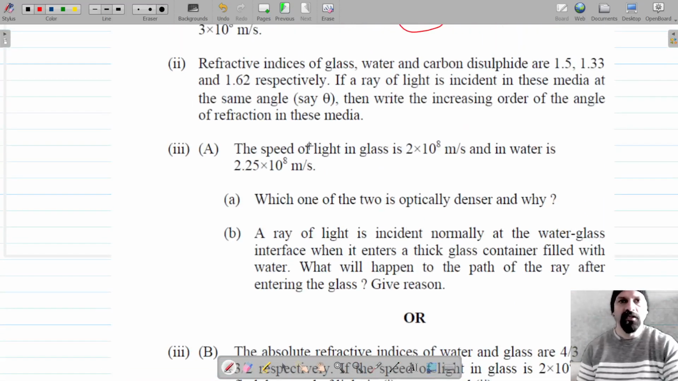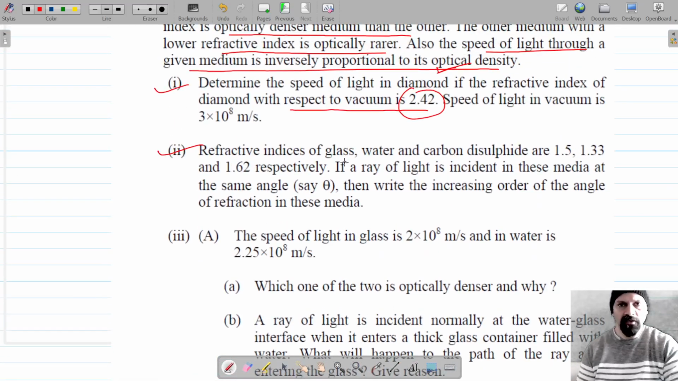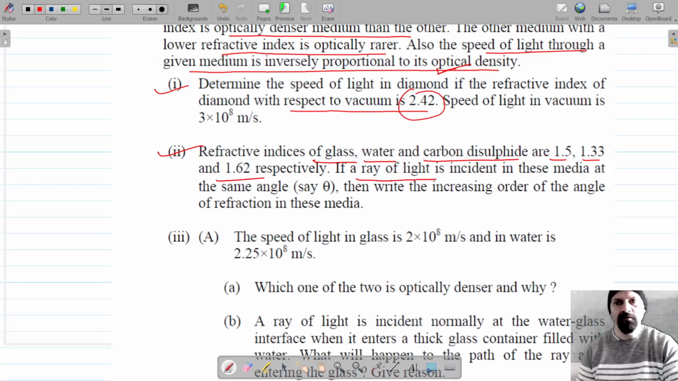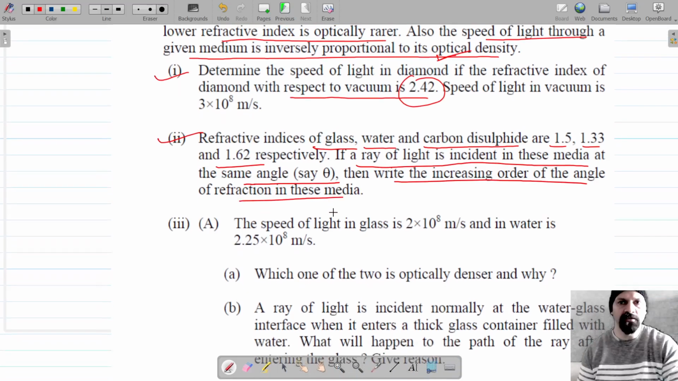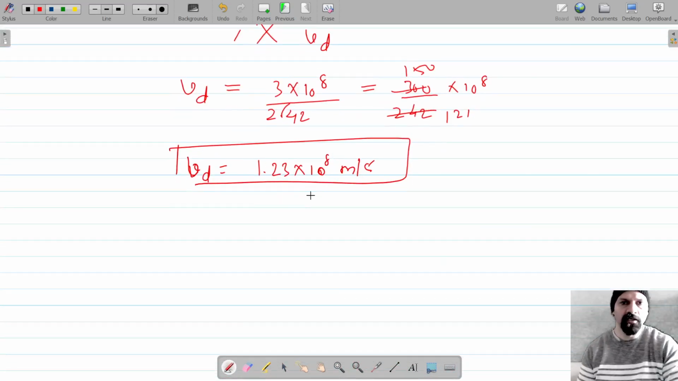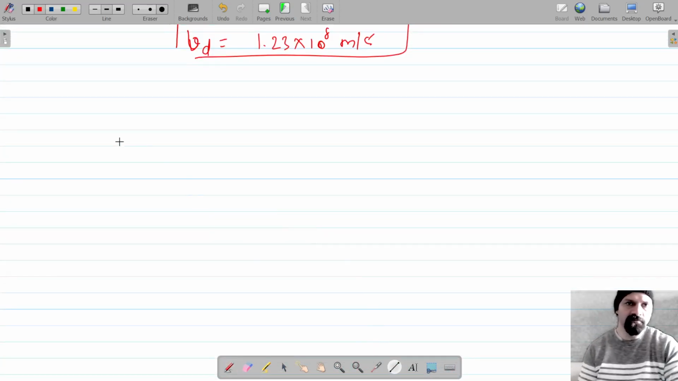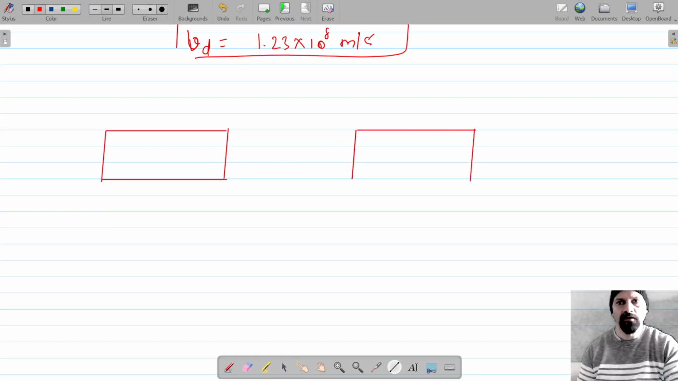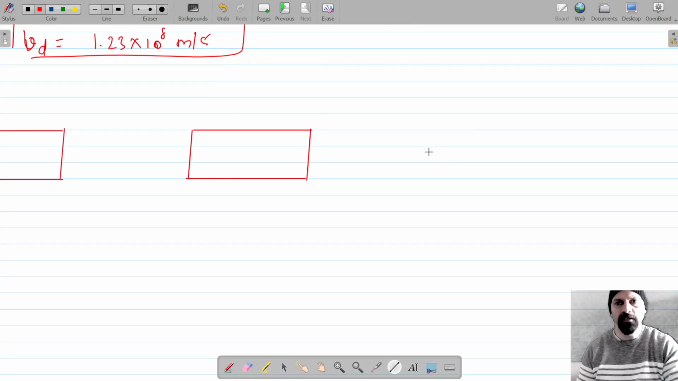Okay, now the next part says the refractive indices of glass, water, and carbon disulfide are 1.5, 1.33, and 1.62 respectively. If a ray of light is incident in these media at the same angle, then write the increasing order of the angle of refraction in these media. So we have three media: glass, water, and carbon disulfide. Let these be the three media. One is glass, the second one is water, and the third one is carbon disulfide.